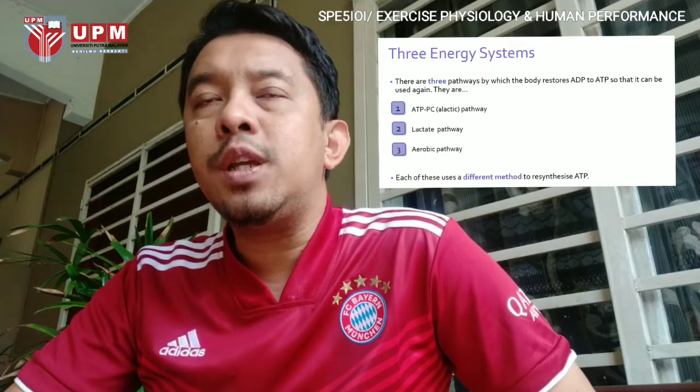I will not explain in as much detail because of the limitation of this video, only 3 minutes. So the body restores, resynthesizes or reattaches, you name it, from ADP to ATP by 3 pathways in our body. The first one is the ATP-PC pathway, the second one is the lactate pathway, and last but not least is the aerobic pathway. And each of these uses different methods of resynthesis.